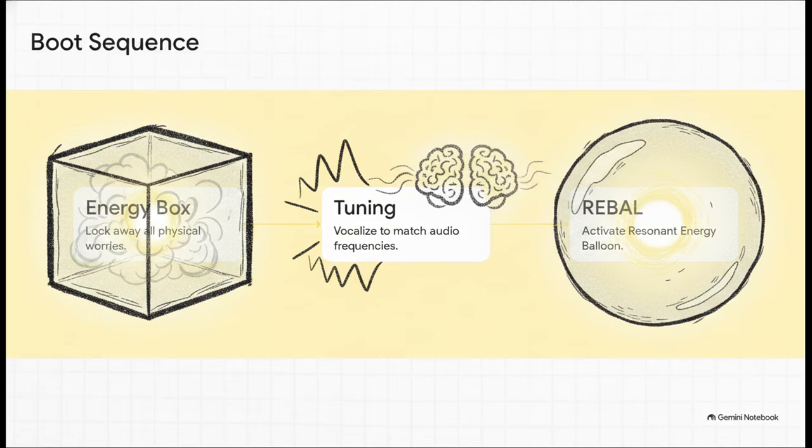Leave them behind. Next is resonant tuning. You vocalize to match the raw audio waves, which forces hemispheric synchronization in your brain. Finally, the rebow. You absolutely must establish your resonant energy balloon. You visualize a bright moving circle with a 10 inside it, and as you exhale, let that circle surround you to form a completely impenetrable energetic shield.